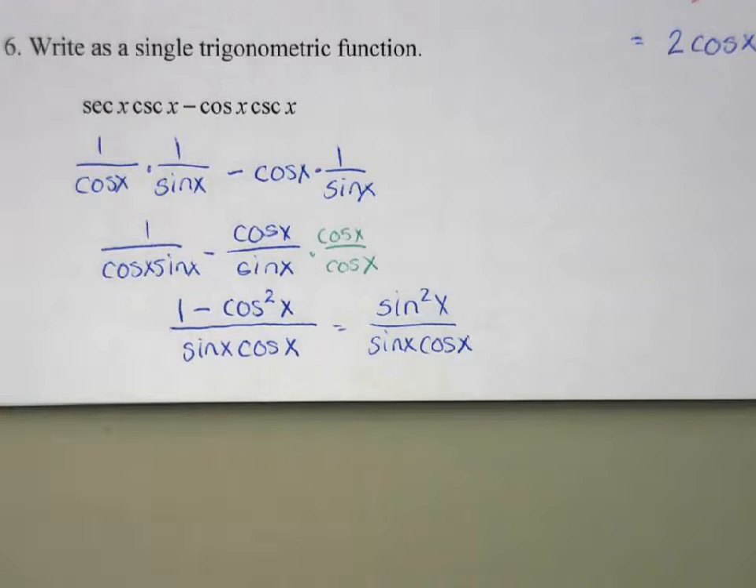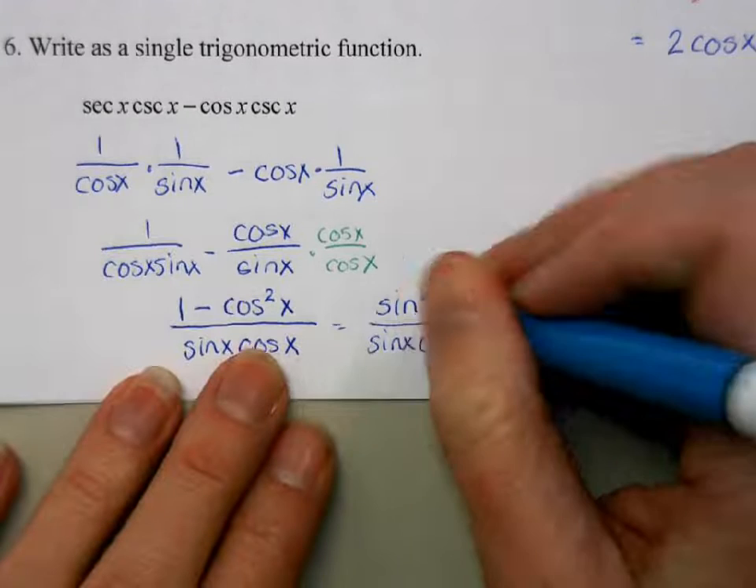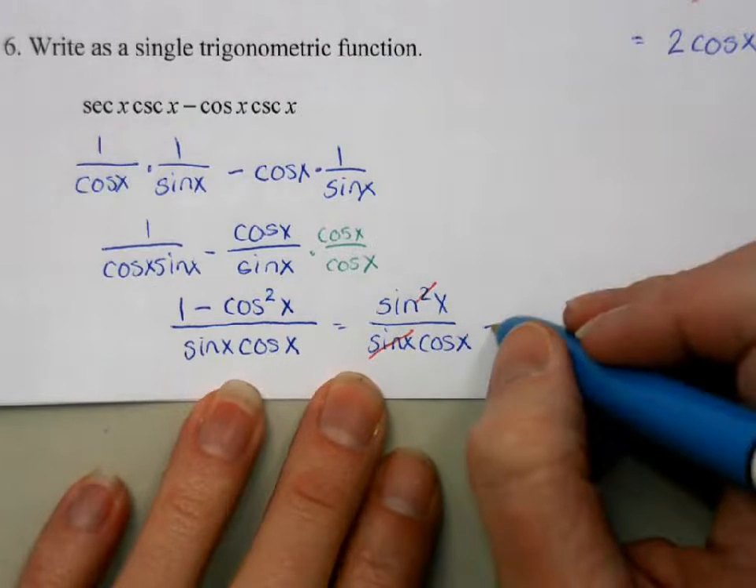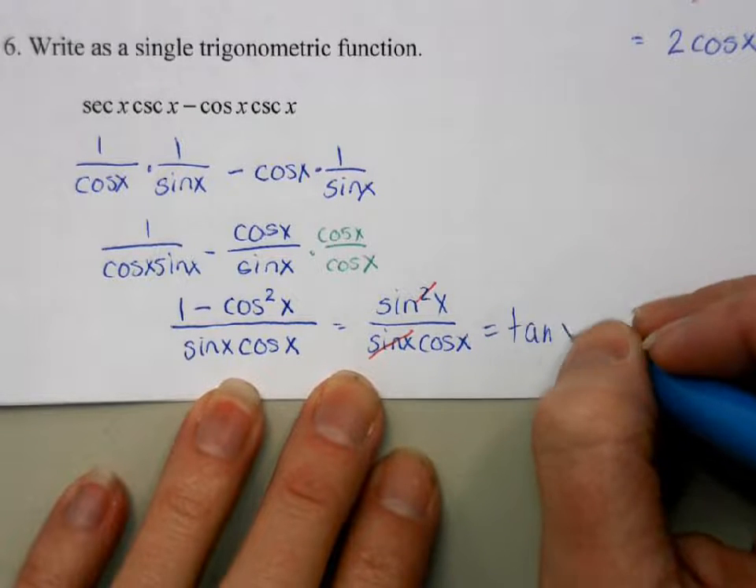Okay, one of the sines will cancel, so I'll cross off the 2 and cross off the sine. So what we're left with is sine over cosine, which is tangent.